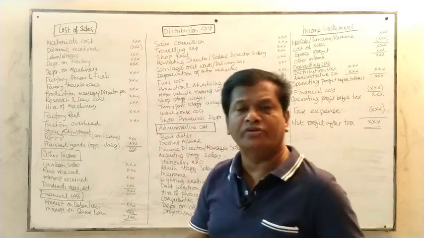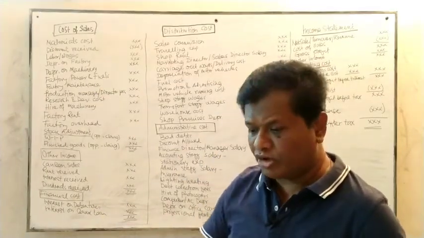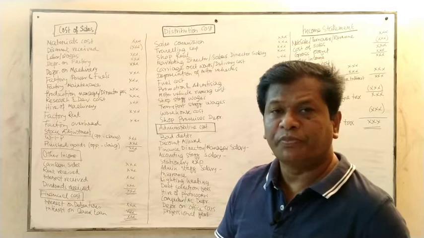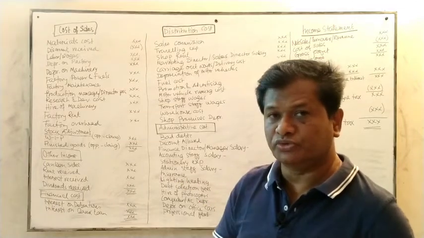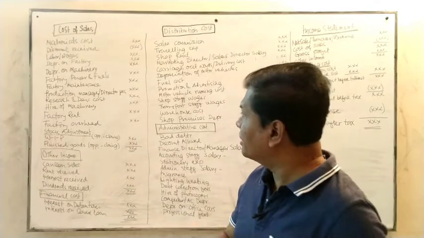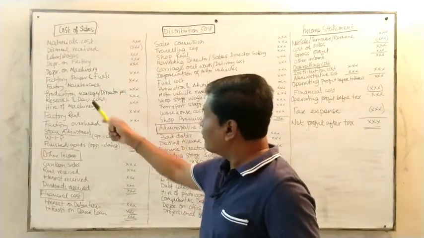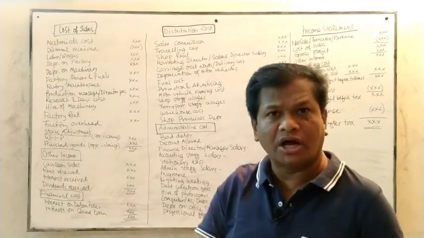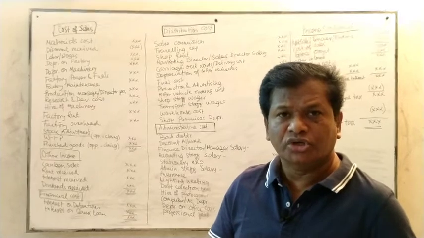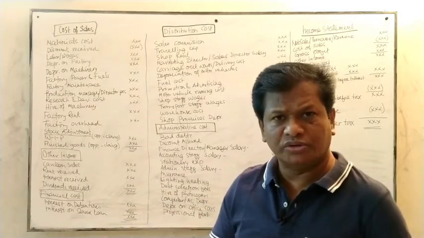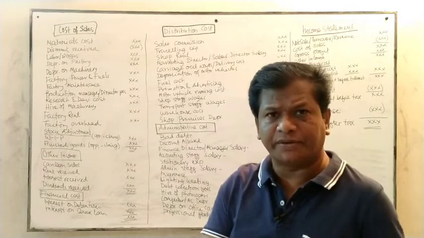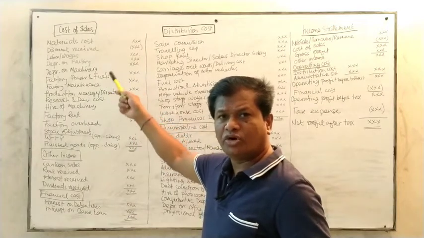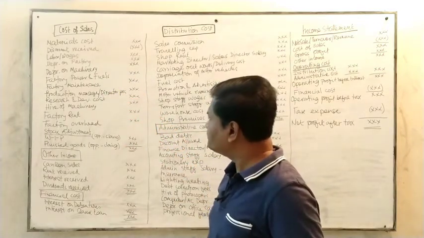Factory power and fuel. Whenever the factory is there, maybe a lot of turbines or other devices will be used for production. So power is to be used, fuel is to be used. That fuel and power cost is to come to the factory fuel and power. Factory maintenance: a lot of machineries, tube lights, and other devices are used in the factory, so there is a lot of maintenance cost. Maybe they need to be replaced. So all the maintenance cost of the factory is to come over here. This is one of the elements of cost of goods sold.